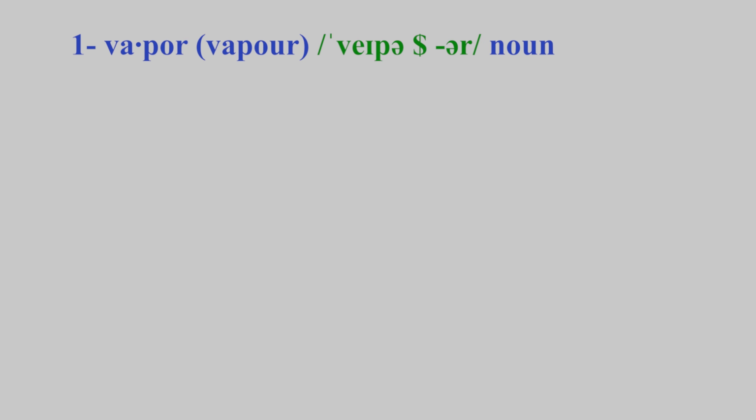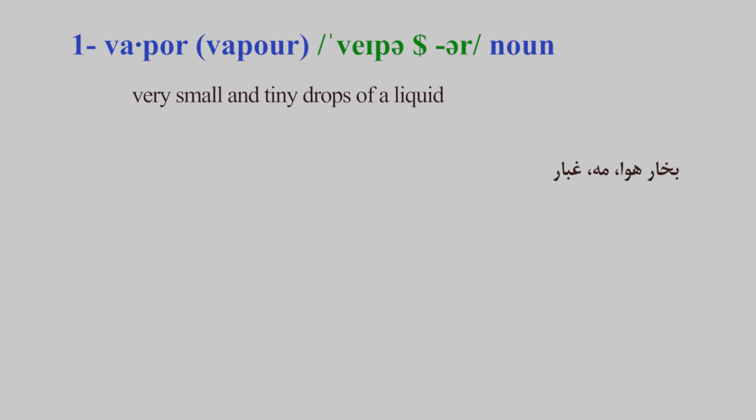So the first word is vapor. As you know, vapor is a noun, and I want to tell you something: if you look at the screen, you see vapor with O and vapor with O and U. The first one is American English and the second one is British English. Another example is humor. The writing is different in American and British English.